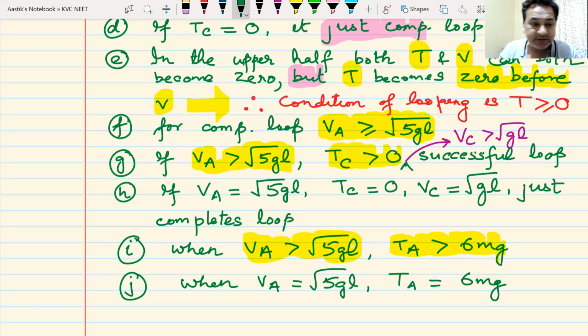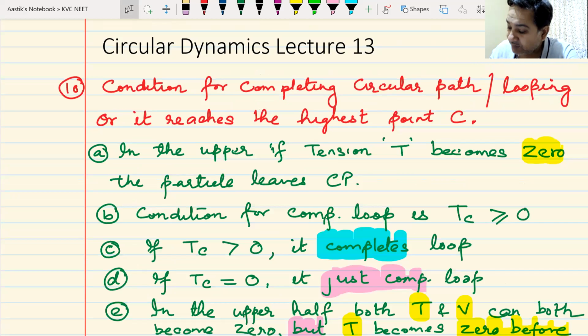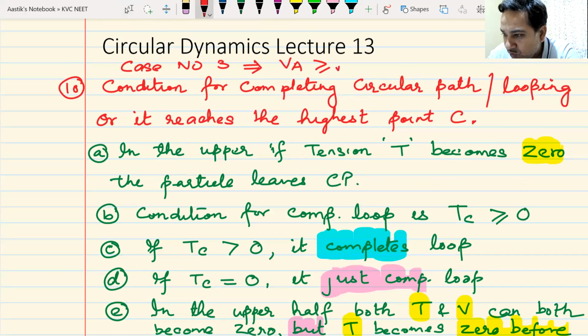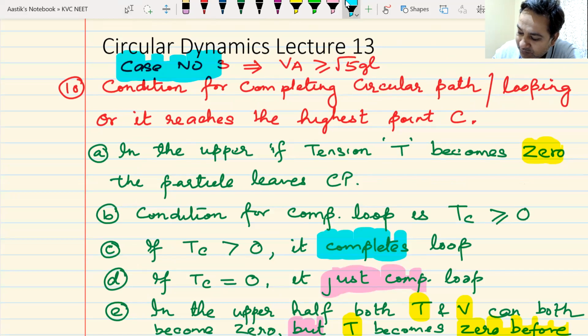This is case number 3, condition for looping. Speed at point A is greater than or equal to root 5 GL. This is my case number 3.